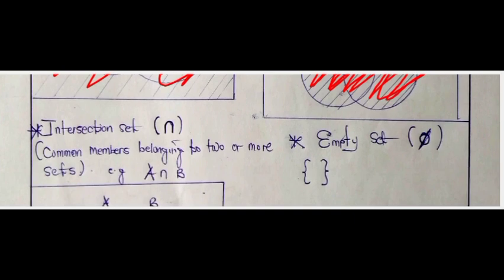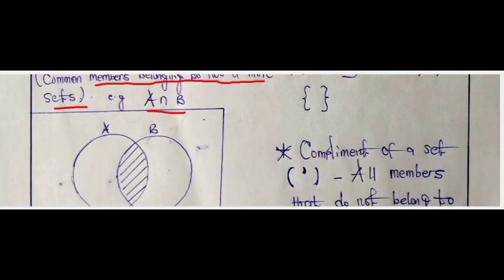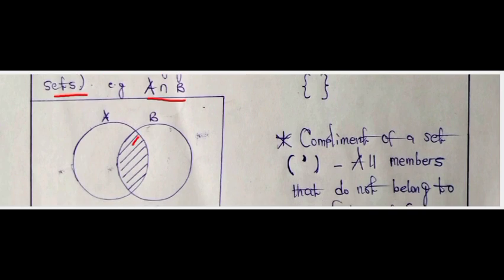So the second part is the intersection set with the symbol that looks like N. Now, in our understanding, intersection of a set are the common members that belong to two or more sets. For example, the common members of A and B, or rather A intersection B, would look like this in pictorial form. So this is where you're going to find the common members that belong to set A and set B.